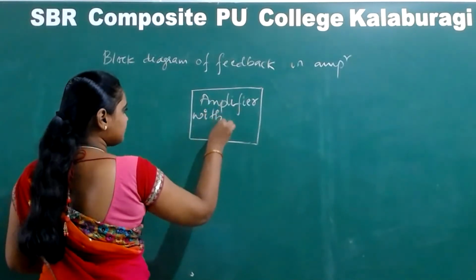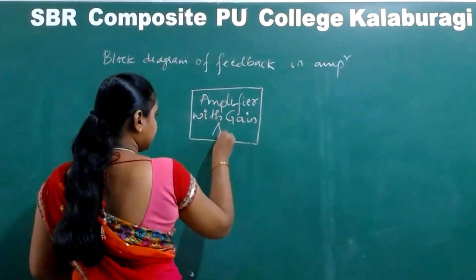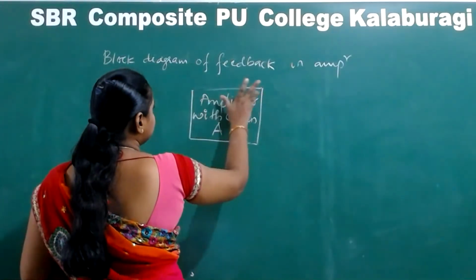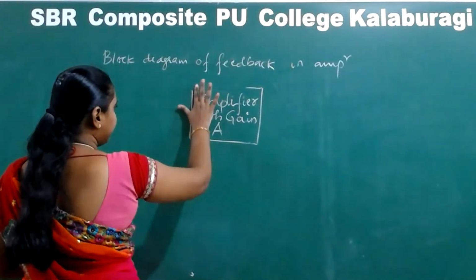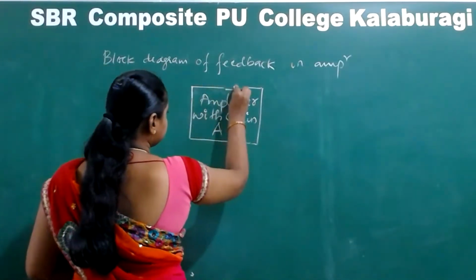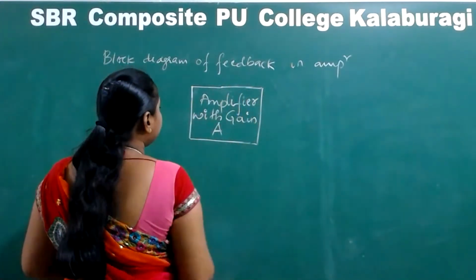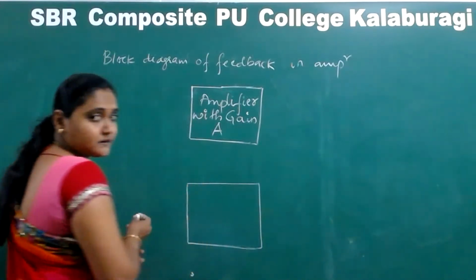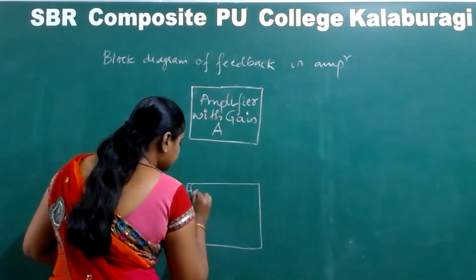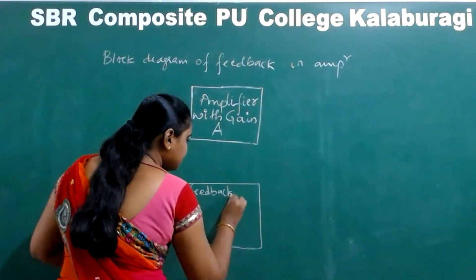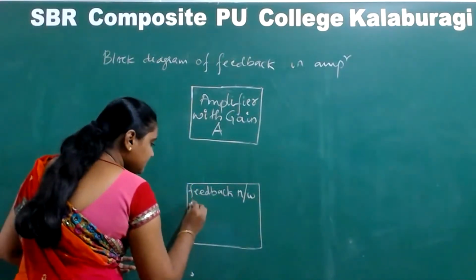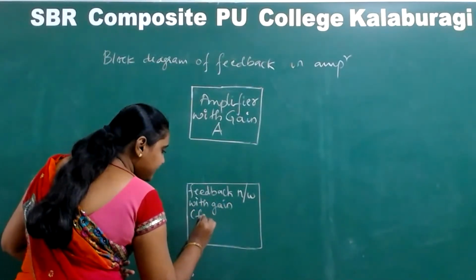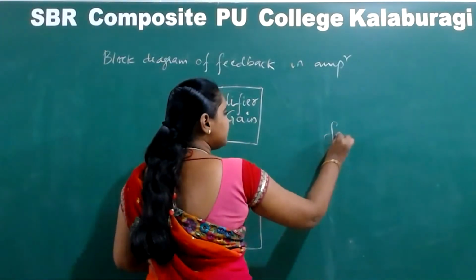The amplifier with gain A. So that amplifier is having the gain of A. The next block will be the feedback network with gain, or gain is also called the feedback factor.